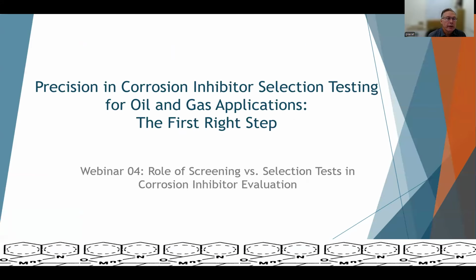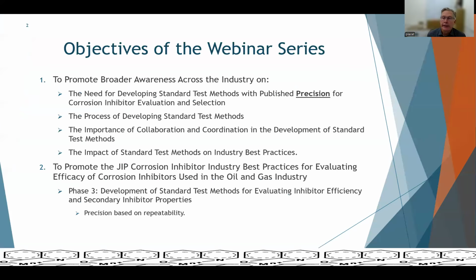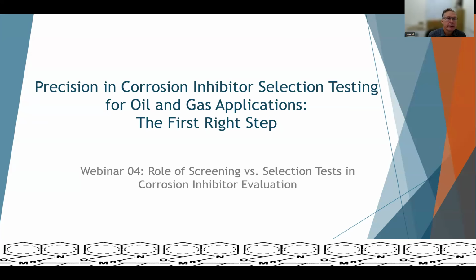So yes, phase one and phase two of the JIP were basically crowdsourcing what people are doing. Phase two was to synthesize the different ways people were adapting their test methods. And phase three now is working out the precision statement on some of these standard test methods that we have come to rely upon. And you can skip to the next slide here.